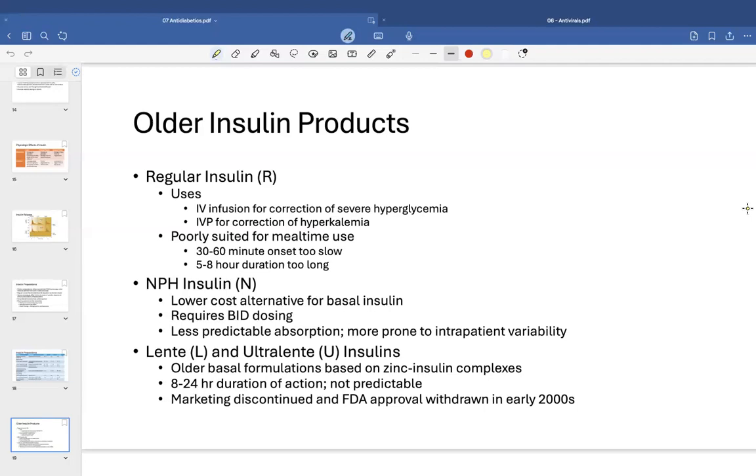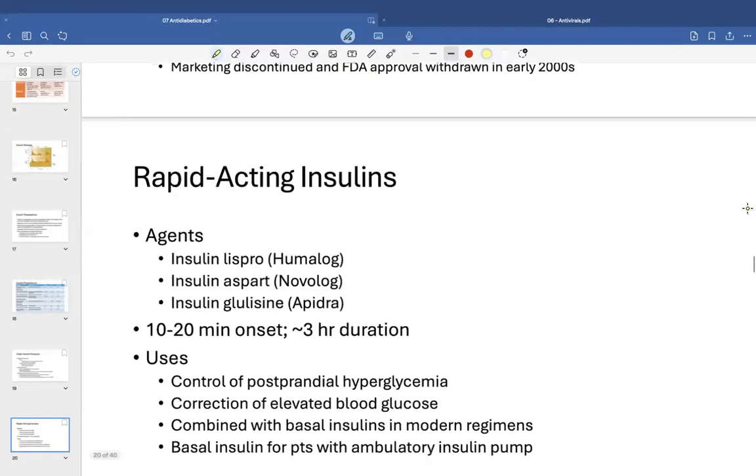Okay, the rapid actings again: lispro, aspart, glulisine, 10 to 20-minute onset, 3-hour duration. These are your mealtime insulins. You can also use it as a correction insulin. For example, you have a patient who you hospitalize, they may be brittle, but they are on a different meal pattern when they're in the hospital.